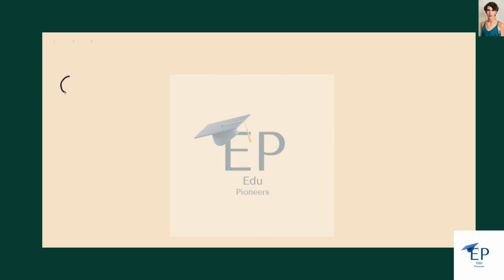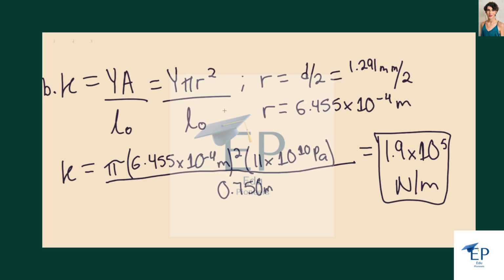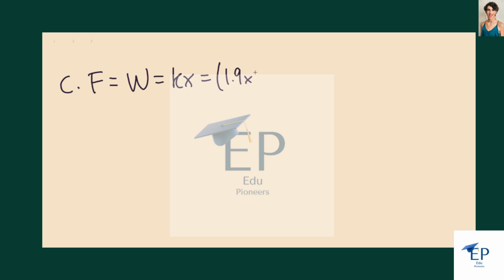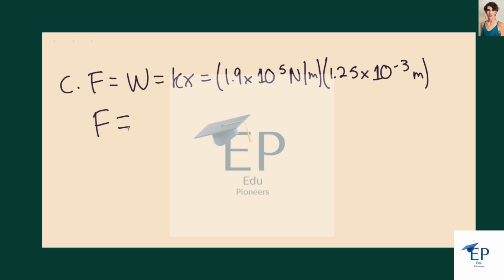And then for part C, they want us to find the force. This is going to be equal to the weight, and this would be equal to kx. So this would be equal to the spring constant that we found in part B, 1.9 times 10 to the 5th newtons per meter, times the change in length, or 1.25 times 10 to the negative 3rd meters. The force here would be equal to 237.5 newtons. So this would be our force.